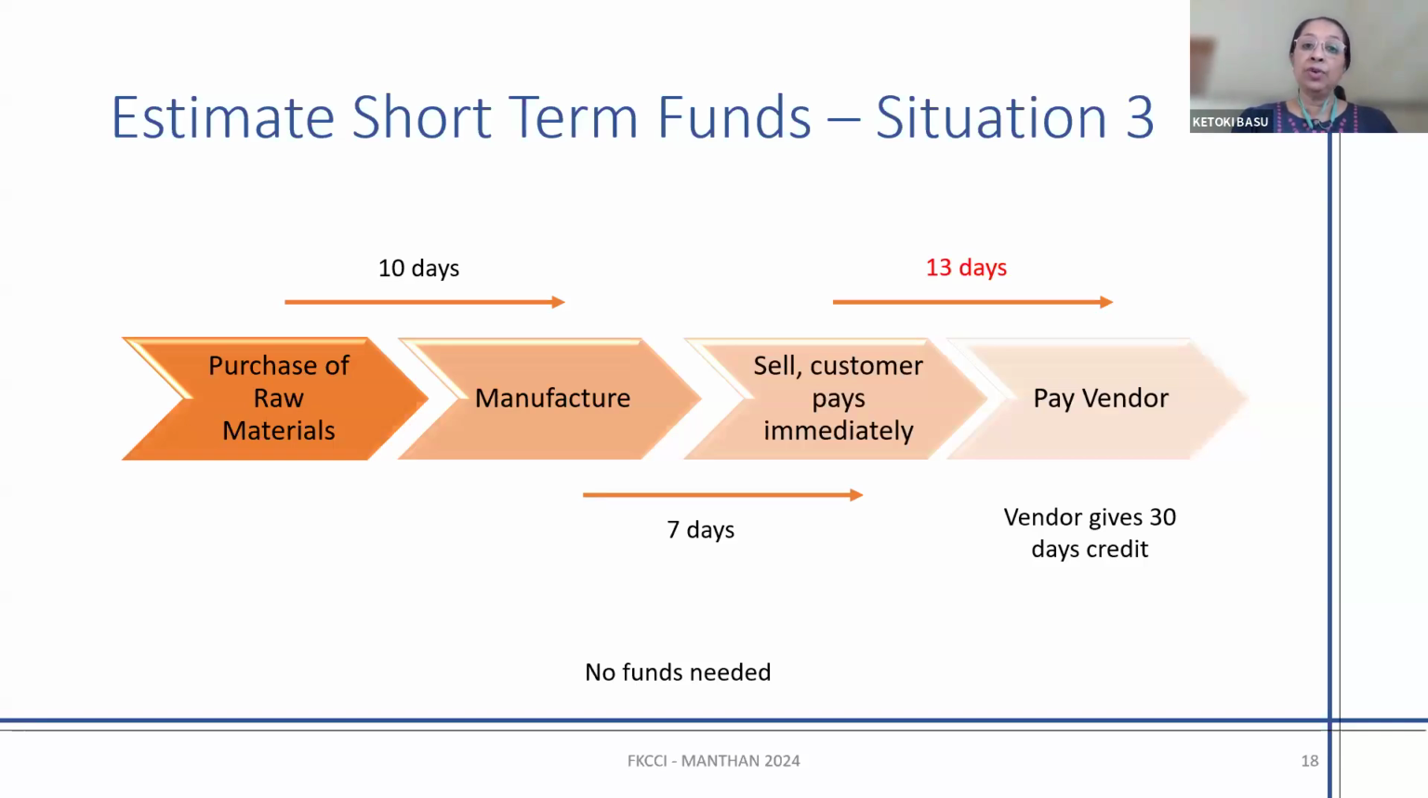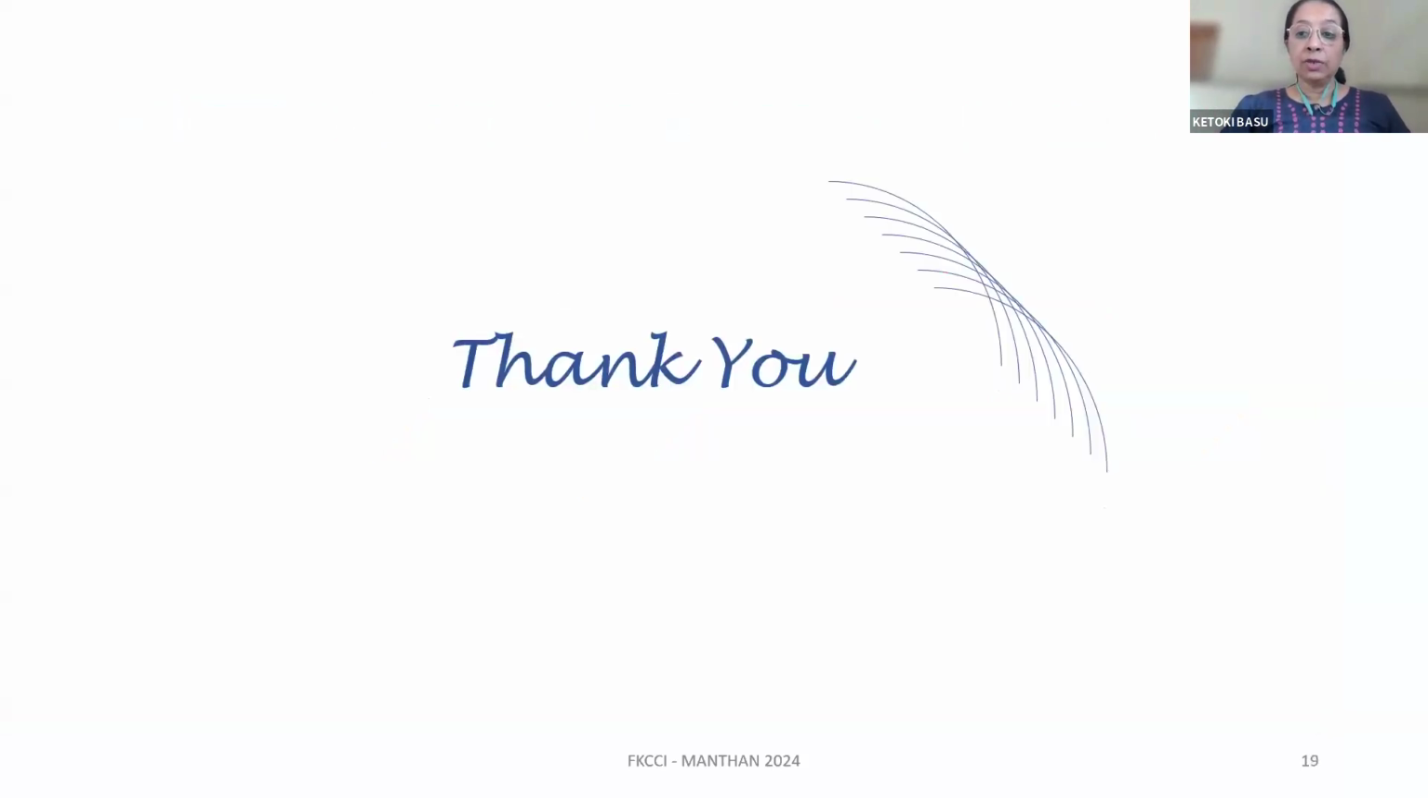So basically, you don't need extra money to run your business. But in such cases, you should ensure that this entire process is running smoothly and there is no stagnation at any point. There should be no point in the cycle where you don't have money. It should be continuously moving, so that at the end of the sale, when you have collected from your customer, you are able to pay your vendor. I think that's about it. If you have questions, we can take the questions now.